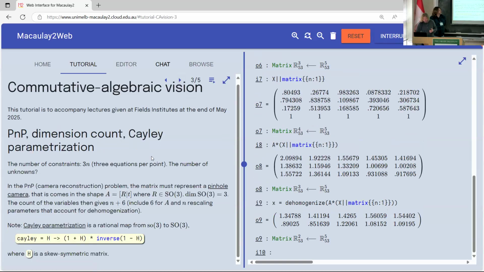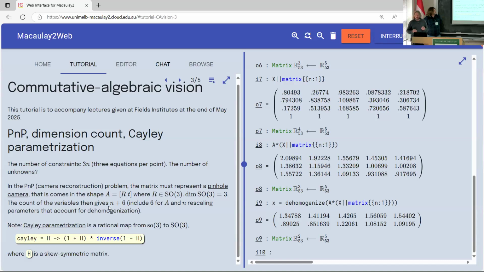Okay, so what can I do? Well, first of all, Tim discussed in his talk that there is this problem, PnP, a classical problem, and you have to do a bit of a dimension count to figure out when you have as many equations as unknowns. And this part describes that.